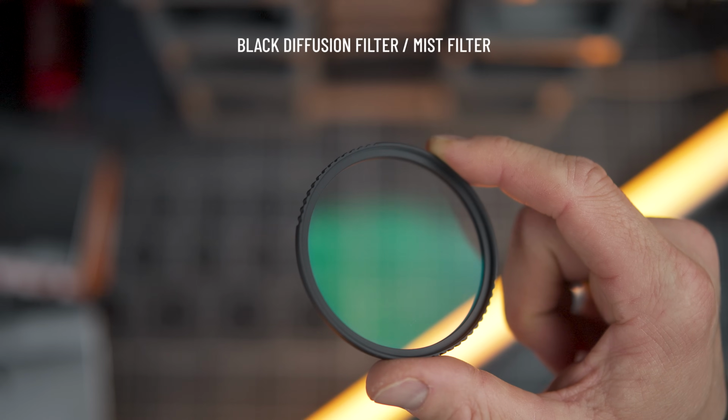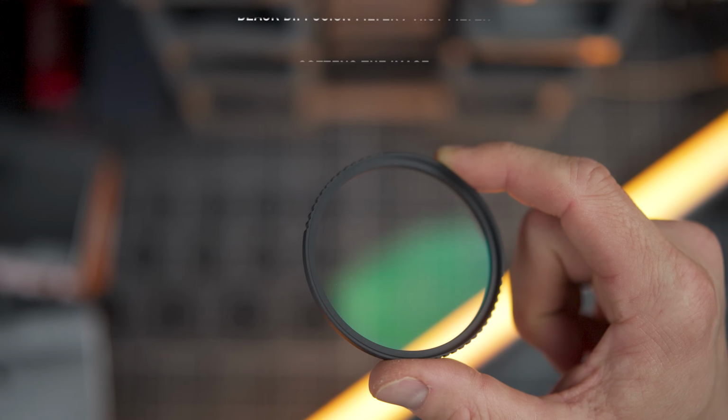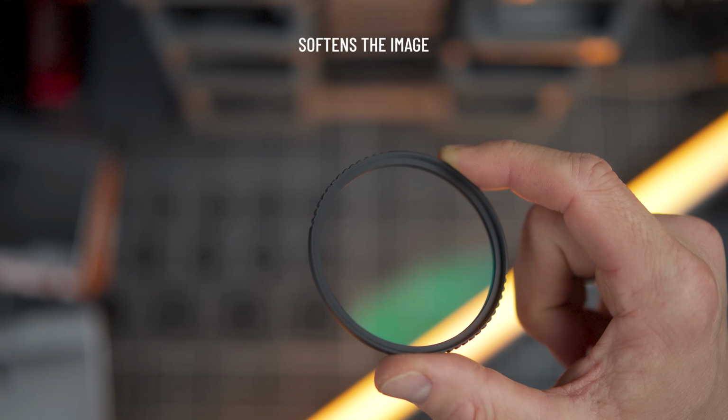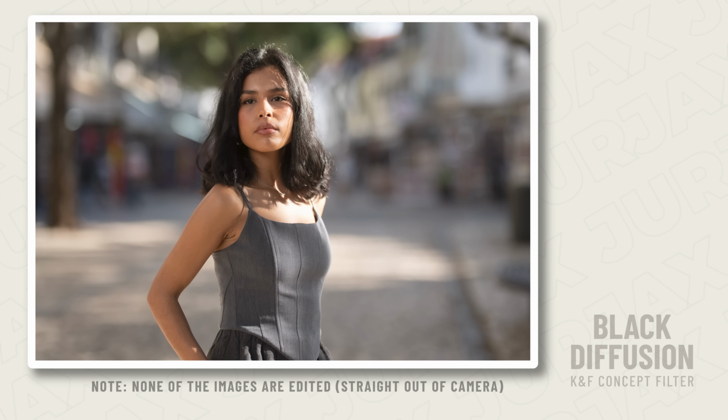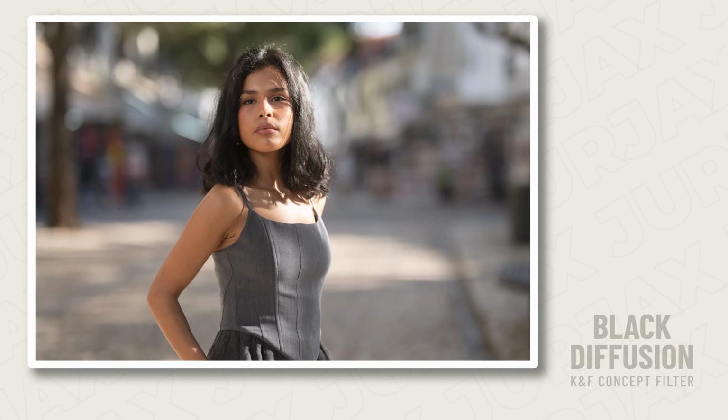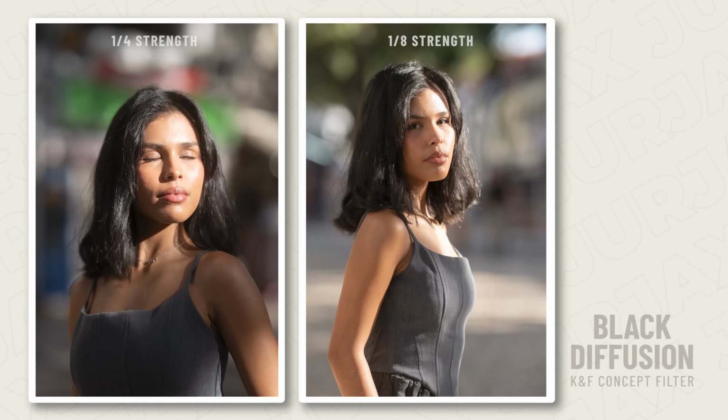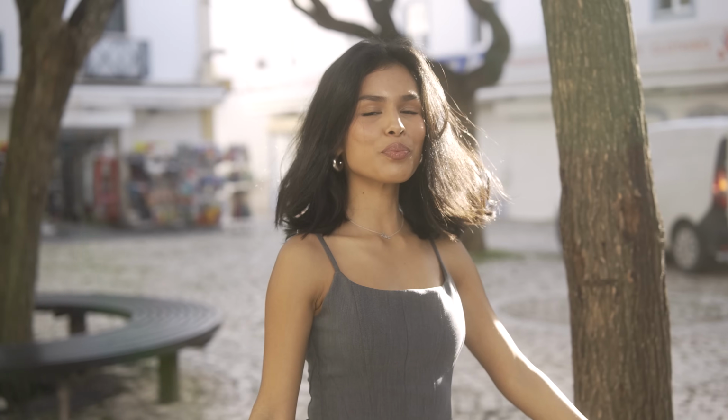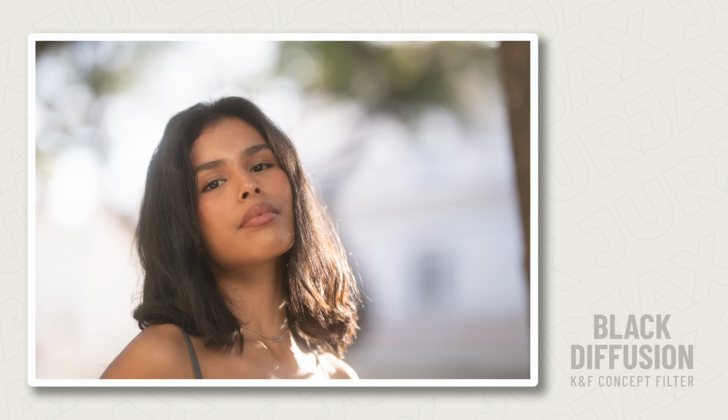So Black Diffusion Filter, also known as mist filter, softens the image by diffusing the light. It also reduces the contrast and blooms the highlights. And people use these filters to get that dreamy look for photos and a more cinematic, natural look for the videos. And now look at Natalie's skin here with the filter. It's smoother with a soft glow, so you don't have to rely on heavy retouching in Photoshop.